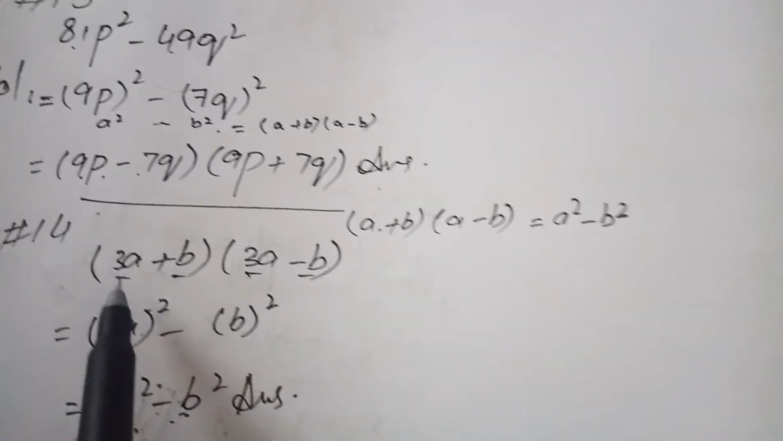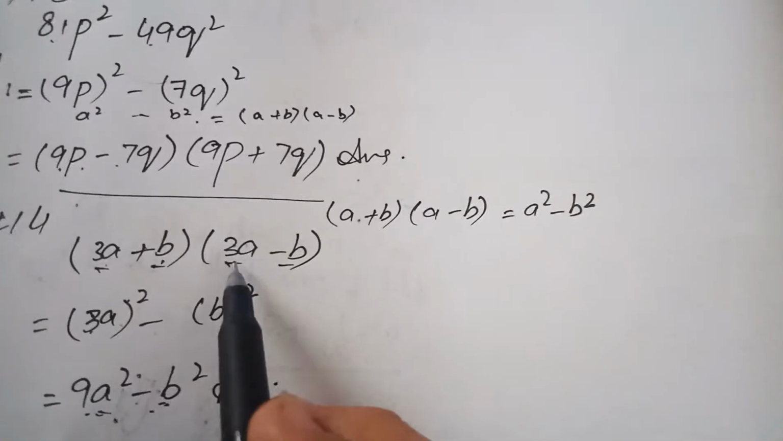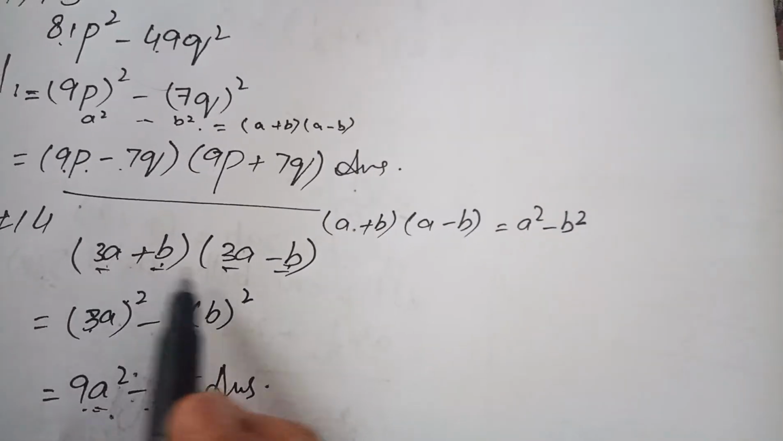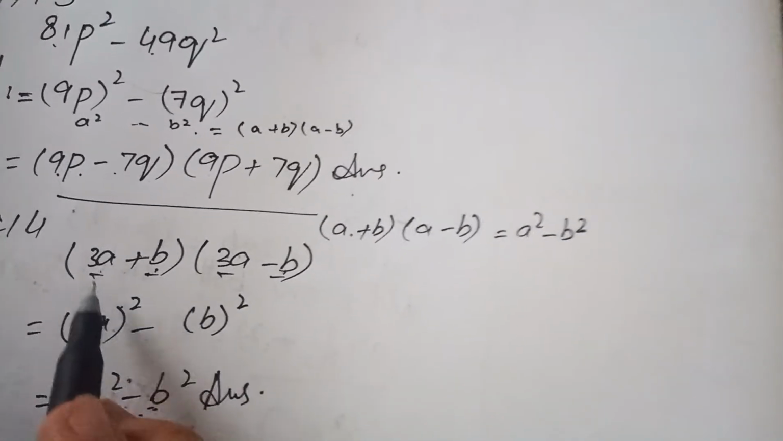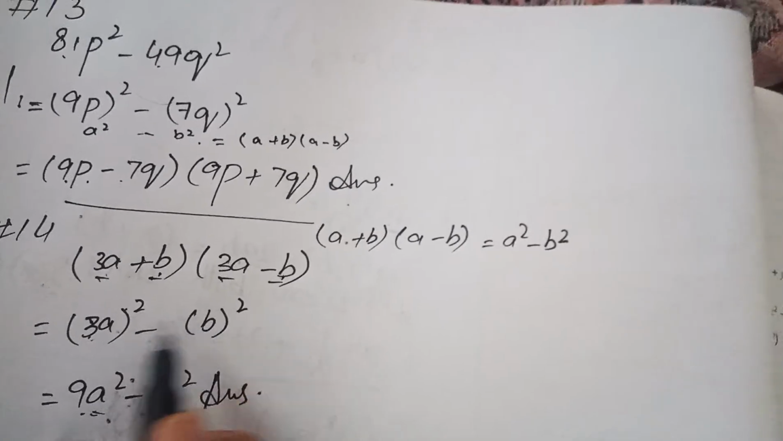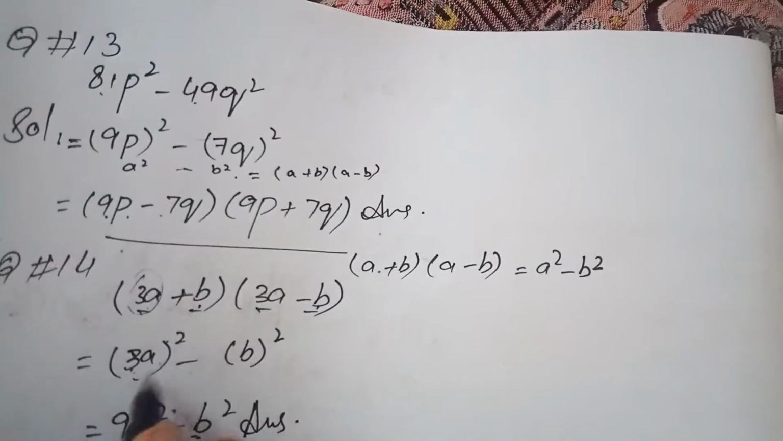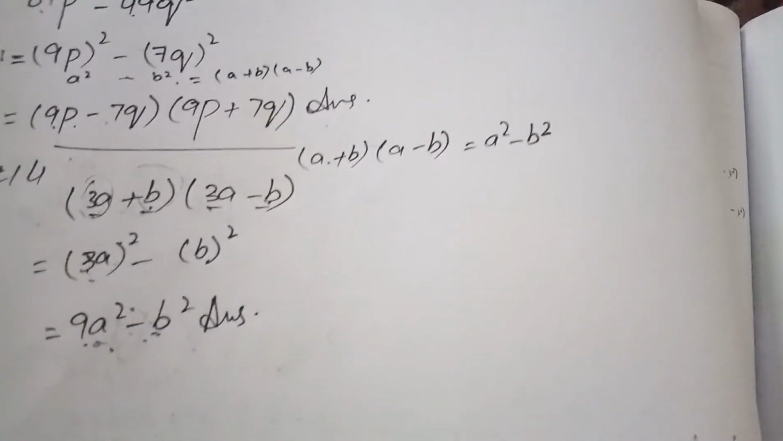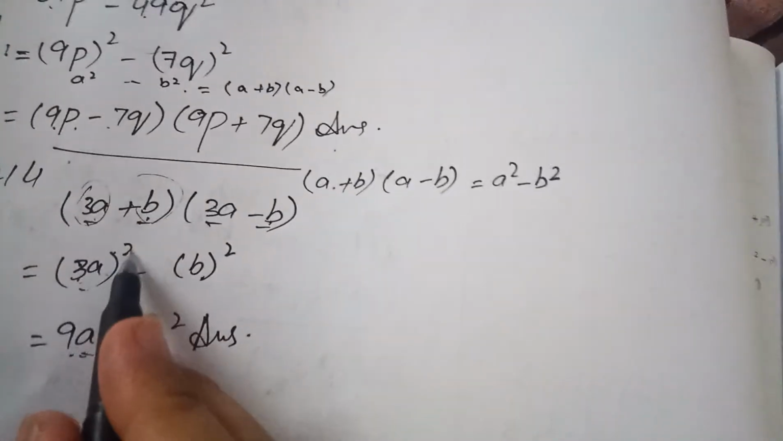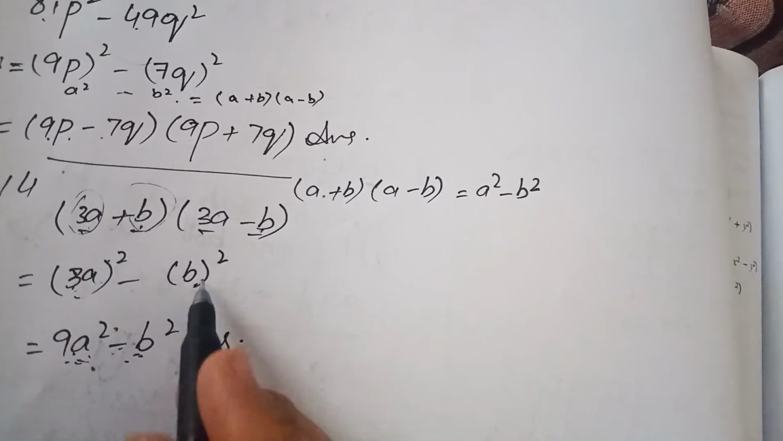So here's the solution. (3a plus b) and (3a minus b) is given to you. A plus b and a minus b, so you can write it as a square minus b square. What's the value of a? That is 3a. What's the value of b? That is b. So you can write it as 3 3s are 9, 9a square minus b square is the solution.